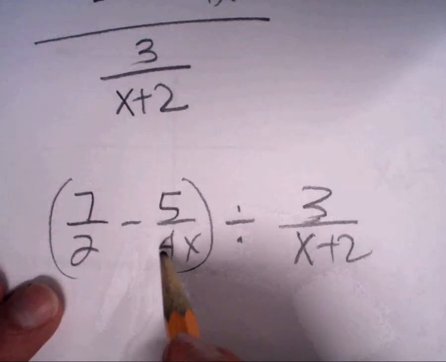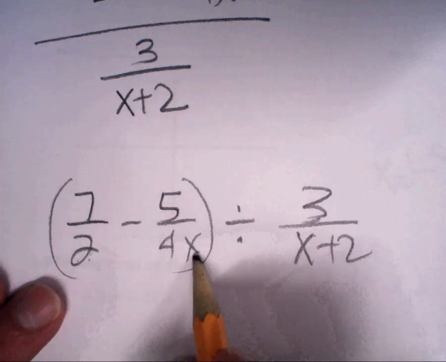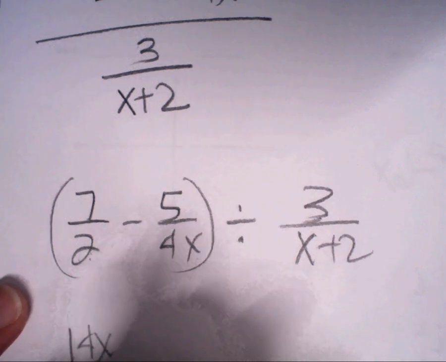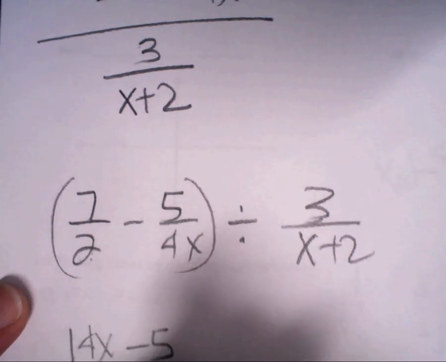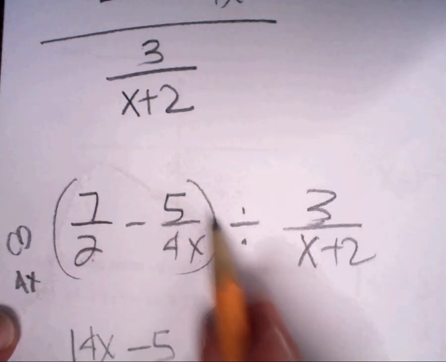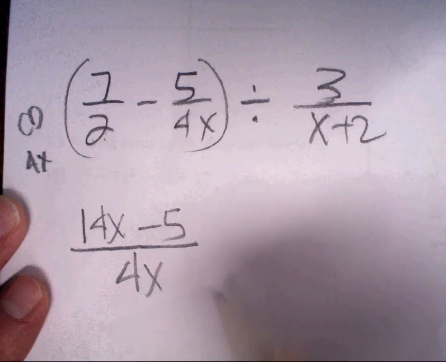So I want to work on adding these two together. So this one just needs a 2x to be like this one. So I'd multiply 7 times 2x, so that's 14x minus 5 over the GCF. The common denominator would be 4x. So I multiplied this one by 2x. This one was good. So now I brought my two fractions together. That's what I wanted to do.